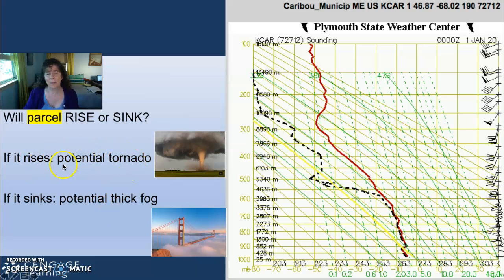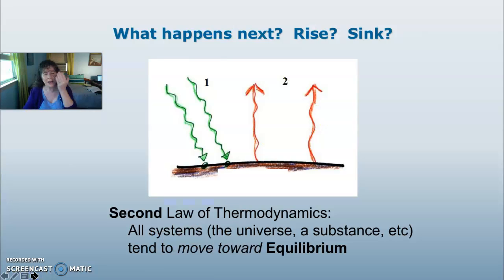An atmosphere where the parcel continuously rises is an unstable atmosphere. The atmosphere where a fog sits down on top of the surface is a stable atmosphere. Let's go into what the specifics are in what happens next, rising or sinking.